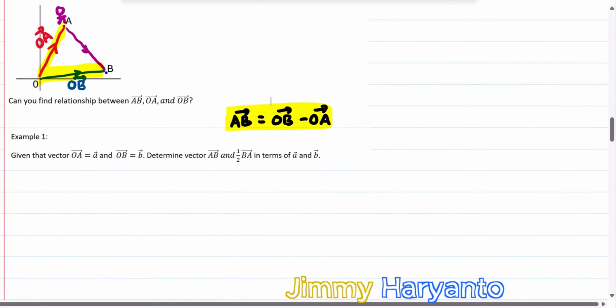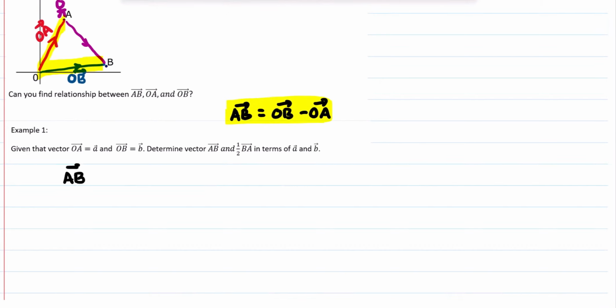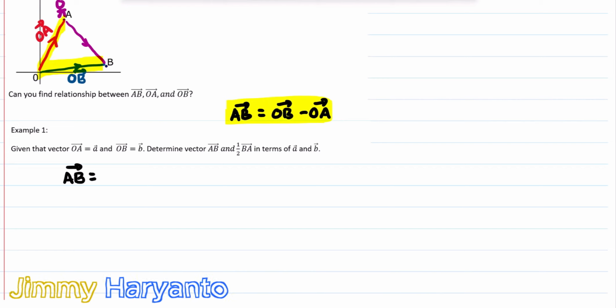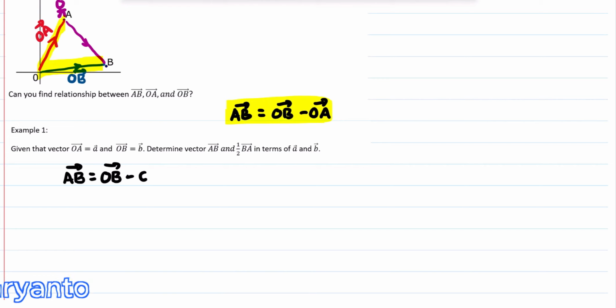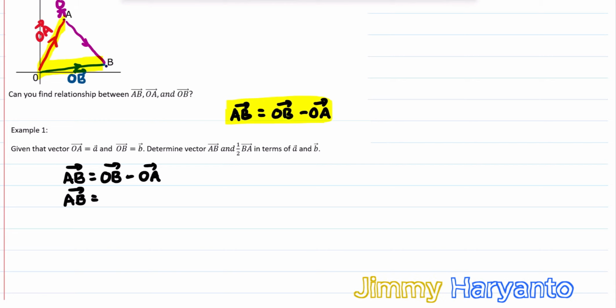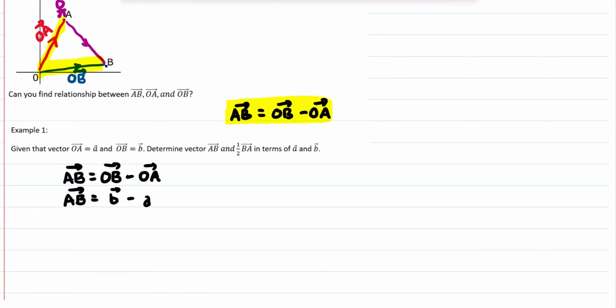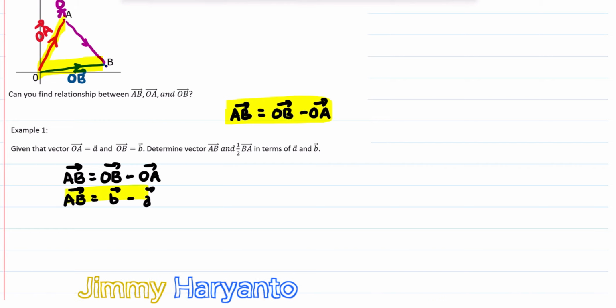Let's say example 1, given that vector OA equals a and OB equals b, determine the vector of AB. The question wants you to find the vector AB. Without drawing, you can find the vector AB directly using the formula OB minus OA. And of course, if you forgot this formula, you can draw a little bit to find AB. So OB will be b, OA will be a. That means the vector AB will be b minus a.